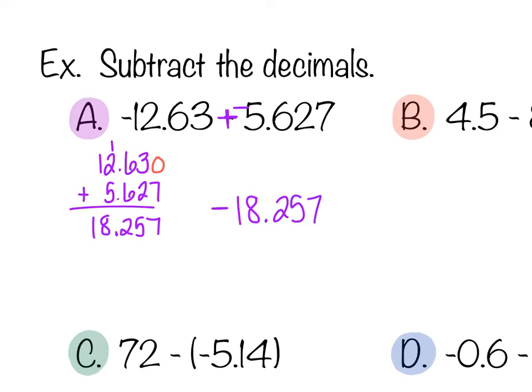So just like last time, we're lining up the decimal points. And then we're just adding these. Even though the problem was a subtraction problem, when we rewrite it, we have same signs, so we're adding.